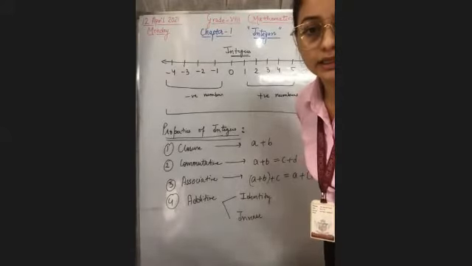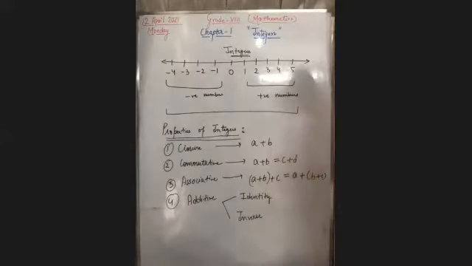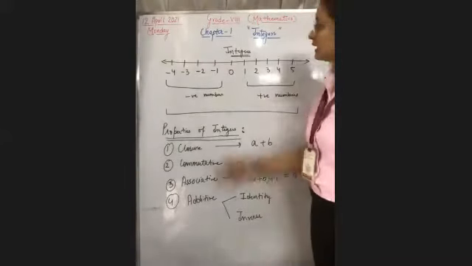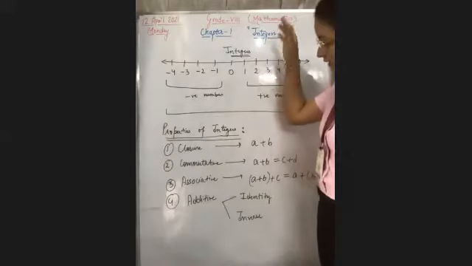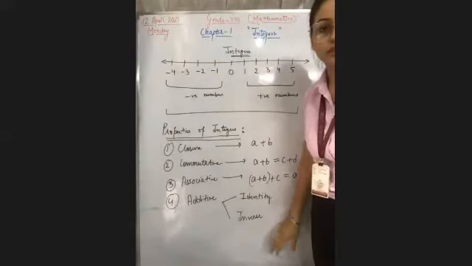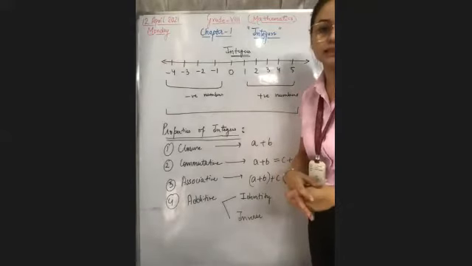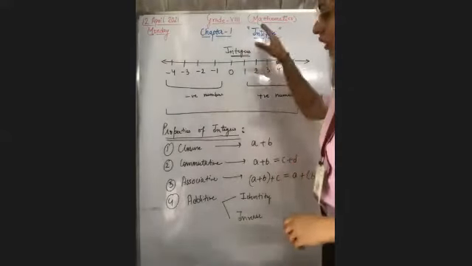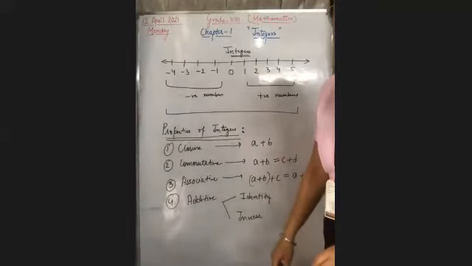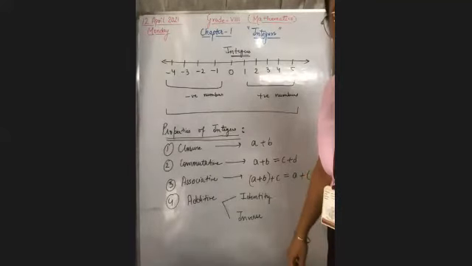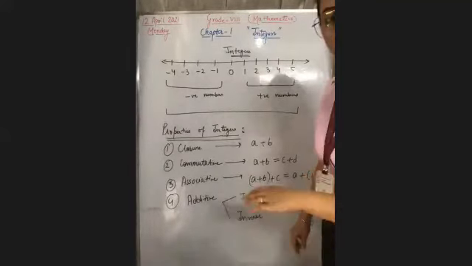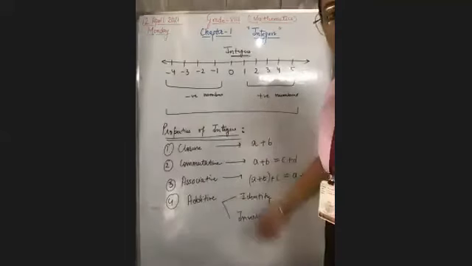Okay, so let's start. In the class, we have discussed chapter 1, integers, the basic part of integers. Those who have missed the classes, I want to repeat all these things once again today. Those who have done all these basic terms can revise this once again.